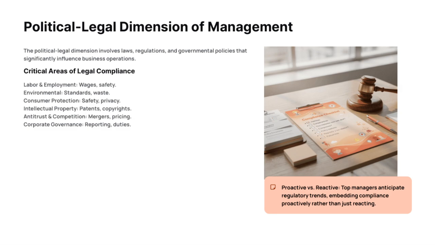This proactive approach is crucial because the political legal dimension involves laws, regulations, and government policies that can significantly influence how a business operates. By understanding and anticipating these factors, managers can navigate the complex legal landscape more effectively, reducing risks and fostering sustainable growth. Remember, staying ahead of legal requirements isn't just about compliance. It's about integrating these considerations into your overall management strategy to create a resilient and responsible organization.